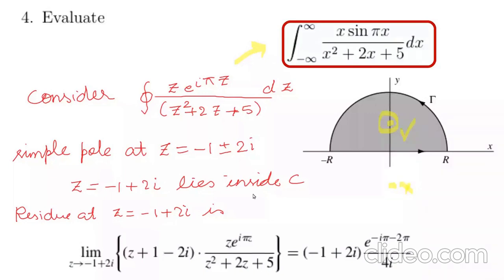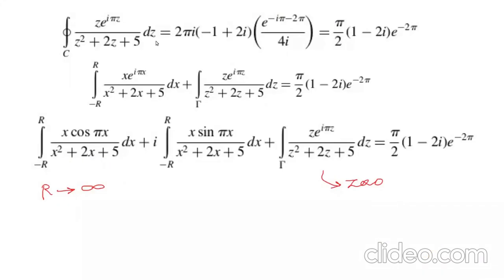So if we find the residue at z equals -1 plus 2 iota, the residue will be the limit z tending to -1 plus 2 iota of (z plus 1 minus 2 iota) times the whole function. We can put the value of this limit in this function, and we will get that the residue is given by this expression. Now we can use the Cauchy residue theorem to find the integration. So this integration will be given by 2 pi i times the residue. So this integration will now be pi by 2 times (1 minus 2 iota) e to the power minus 2 pi.